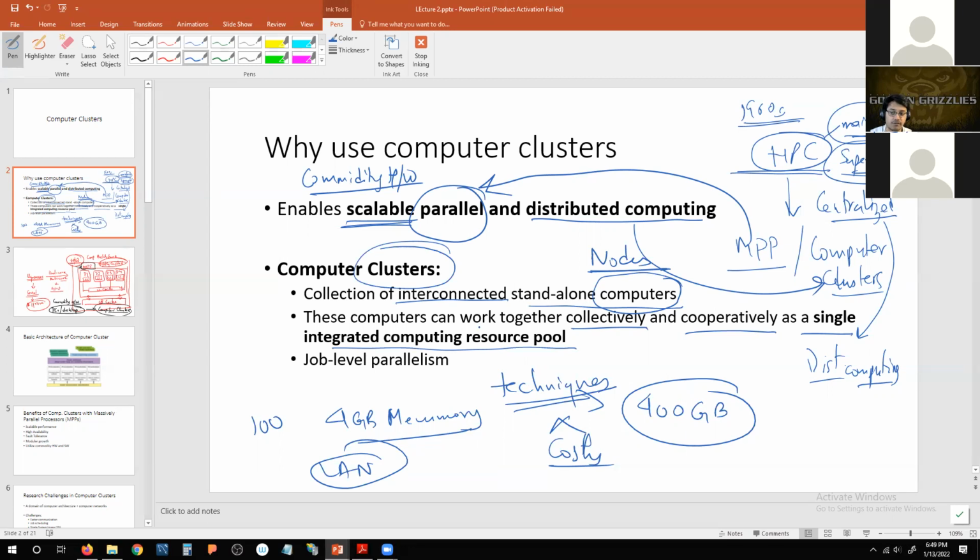So what is important for an interconnection of computer nodes to be called a computer cluster is to make sure that they can work collectively and cooperatively to provide the illusion of a single integrated computing resource pool to the end users. And as a result, if they can perform collectively and cooperatively, they should also be able to sustain and support what is known as job level parallelism. Those are essentially the features of computer clusters.